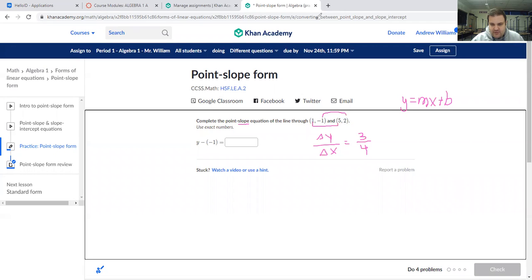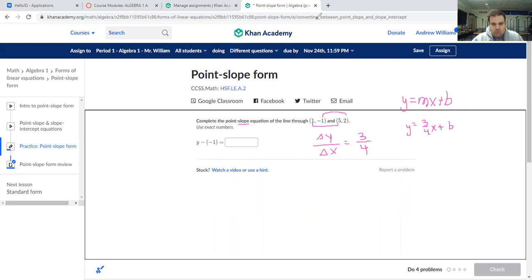That will come into play with the point slope form in a second. But let's first focus on slope intercept form. So we know the m, the slope. So we have y equals 3/4 x plus b. We know the slope is 3/4, and we also know two points that this line goes through.